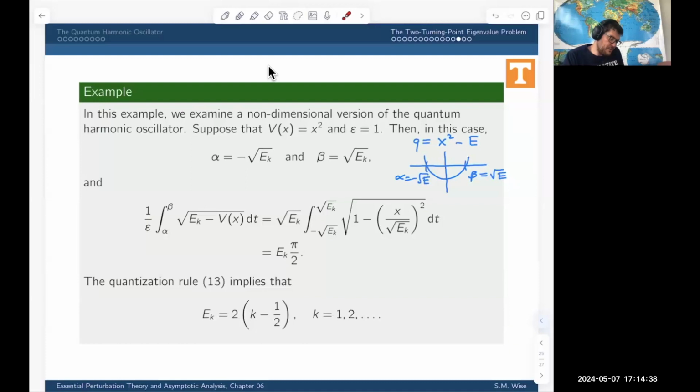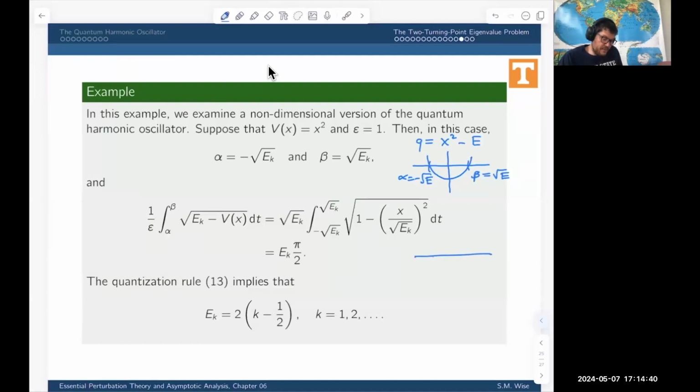Well, you can show that this is just related to the area under a semicircle, where it's a semicircle having these extents, radius square root of E. And of course, the area of half that circle is just going to be square root of E times pi by 2. So the total integral works out to be E times pi by 2, because you have a square root of E times the square root of E. That's where this comes from.